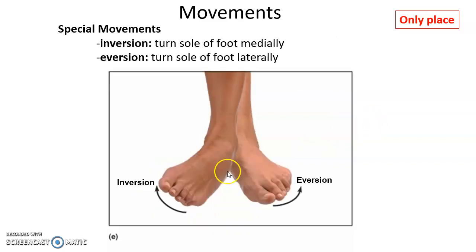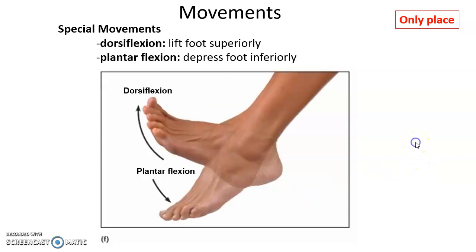Inversion and eversion at the foot. Inversion is turning the foot so the sole of the foot is facing inward, or toward the midline. Eversion is turning the foot so that the sole of the foot is facing laterally, or away from the midline. Dorsiflexion and plantar flexion. Dorsiflexion is movement at the ankle so that the top of the foot is moving upwards. Plantar flexion is moving at the ankle so that the ball of the foot is going downward. Plantar flexion is what you do when you stand on your tippy toes. Dorsiflexion is what you do when you stand on the heel of your foot.